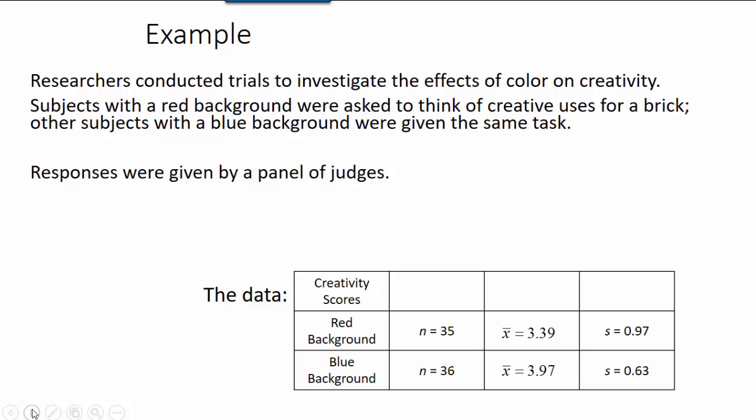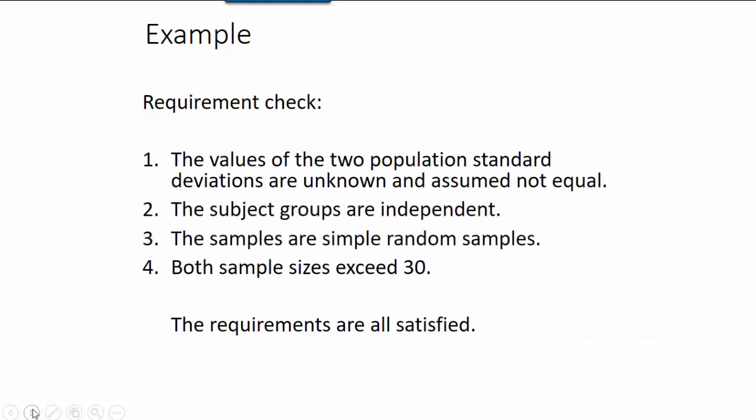So since we're comparing two data sets and we're talking about their means, we think we're going to use the methods from this section, and we need to do a requirement check. So the values of the two population standard deviations are unknown. We were not told that, and we're not assuming them to be equal. The subject groups are independent. The samples are simple random samples, and both sample sizes exceed 30, so all the requirements are satisfied.